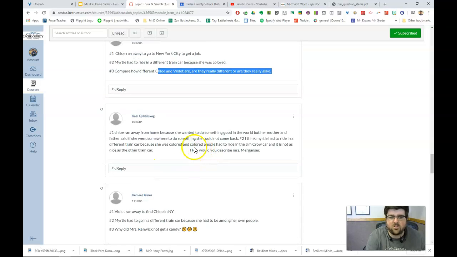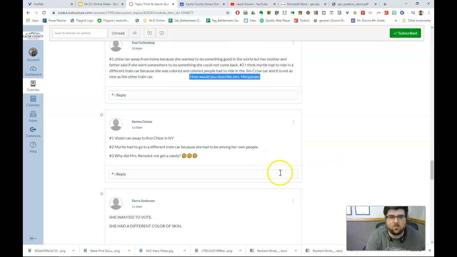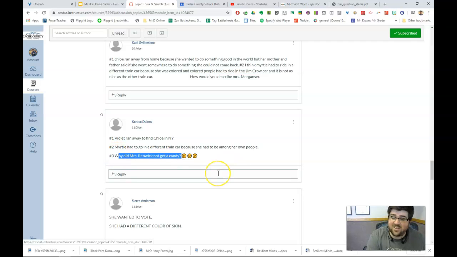That's awesome. How would you describe Mrs. Merganser? Kale, that's an awesome one. Why did Mrs. Renwick not get a candy? That's a clear one from chapter 2, and that's a good point, Kenley. Why didn't Mrs. Renwick get a candy? Why did she just give a candy to Violet?